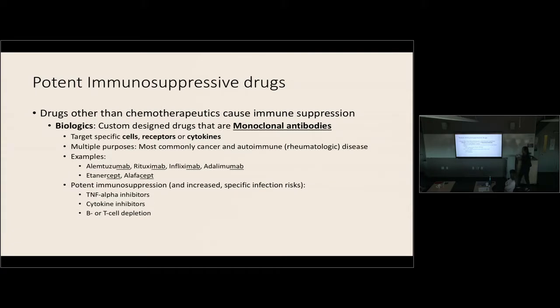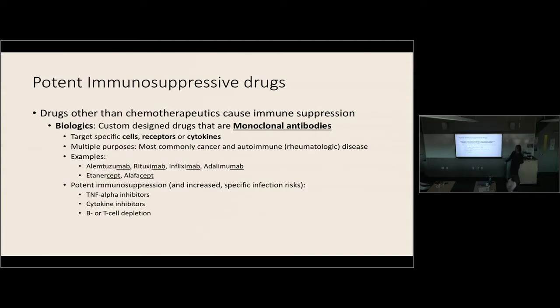Beyond chemotherapy, there are also lots of other drugs that cause immune problems, and that's how they work. One broad class is biologics, which are essentially monoclonal antibodies. These are designer drugs, the really specific targeted things, precision medicine, all the buzzwords. These are things made in the lab that are monoclonal antibodies, so these are antibodies made to target a particular cell or bacteria or whatever it is. It's an antibody that was made in a lab.